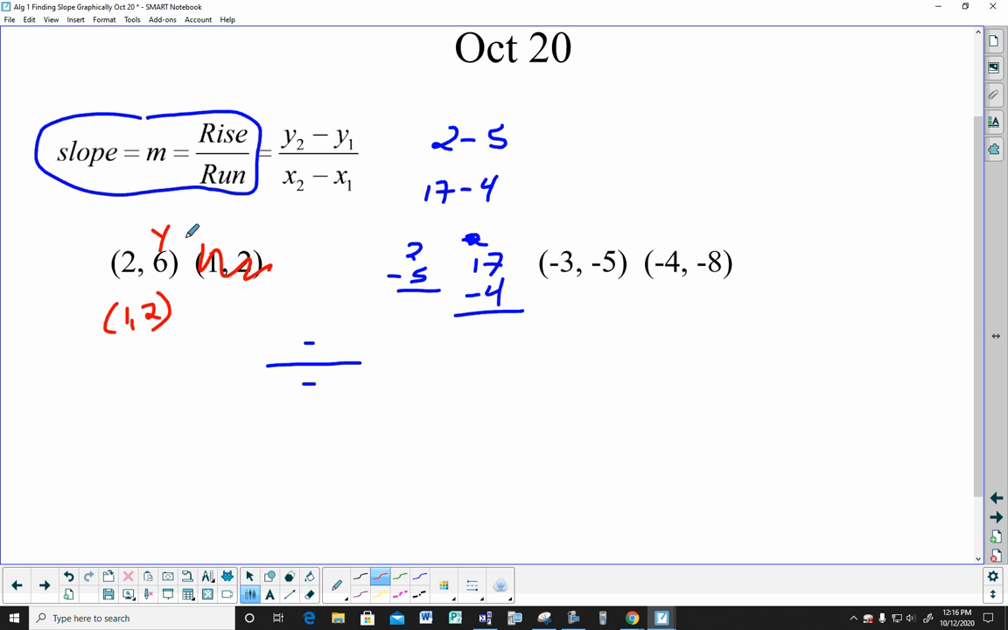Now these are the y's, they go on top, and I've already got the subtraction sign, so I'm just going to fill them in. 6, 2. Here are the x's, just going to fill them in. I've already got the subtraction sign. 2, 1. 6 minus 2 is 4. 2 minus 1 is 1, so your answer is 4.